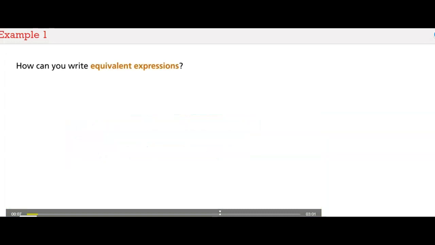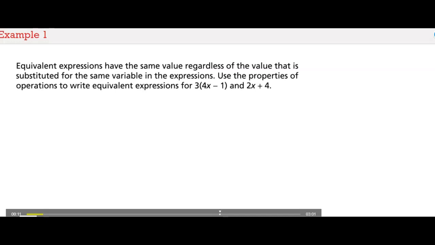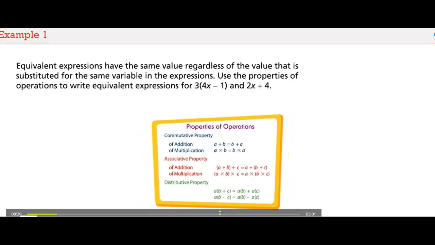How can you write equivalent expressions? Equivalent expressions have the same value regardless of the value that is substituted for the same variable in the expressions. Use the properties of operations to write equivalent expressions for 3 times the quantity of 4x minus 1 and 2x plus 4.